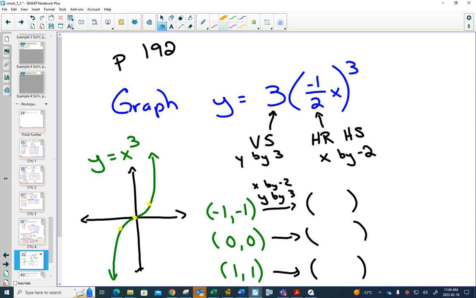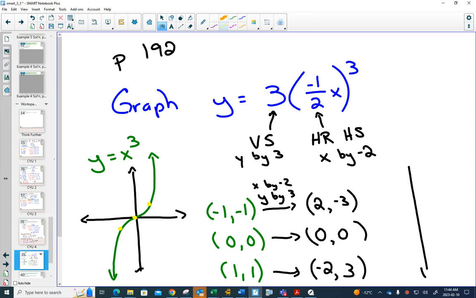Maybe I'll do my x values first. -1 times -2, positive 2. 0 times anything, 0. 1 times -2, -2. And my y values by 3: -3, still be 0. This will be positive 3. And I've got my 3 new points.